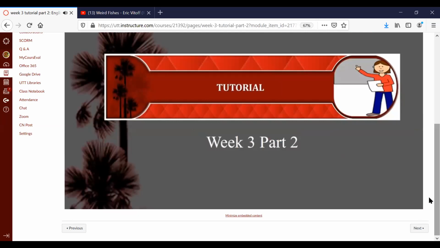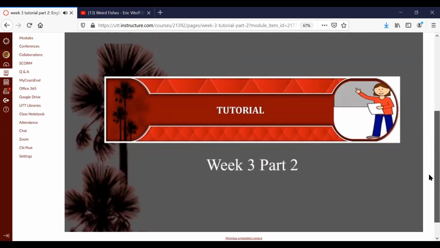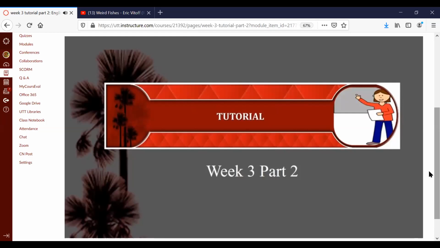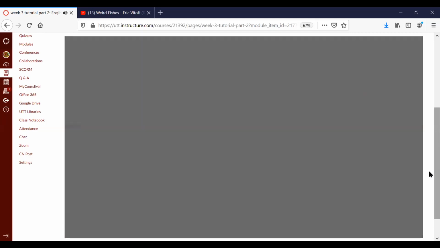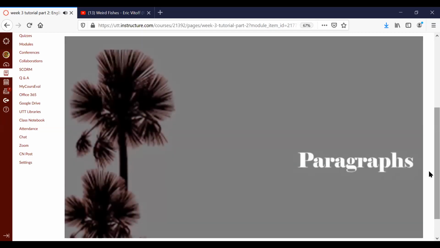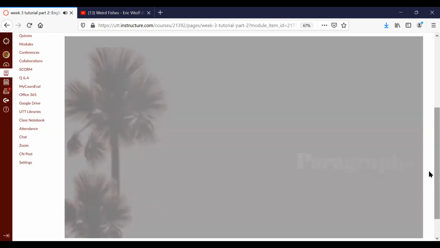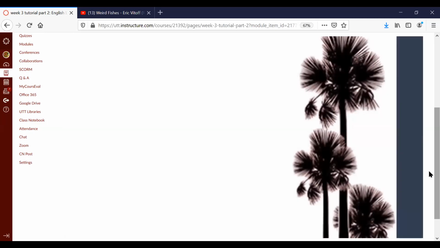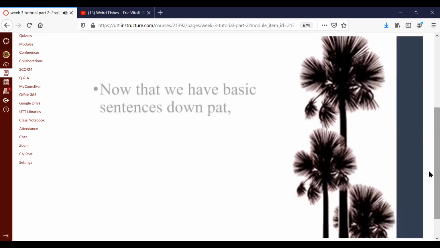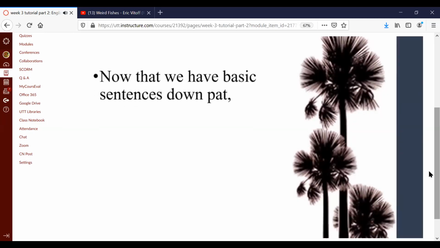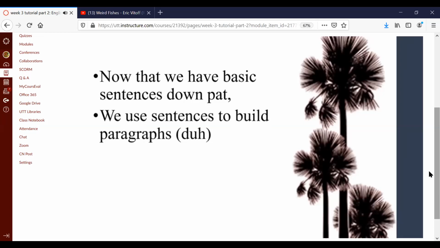Welcome back. This is week 3 tutorial part 2. Let's look at paragraphs. Now that we have basic sentences down pat, it's time to look at what we use them for. We use sentences to build paragraphs.